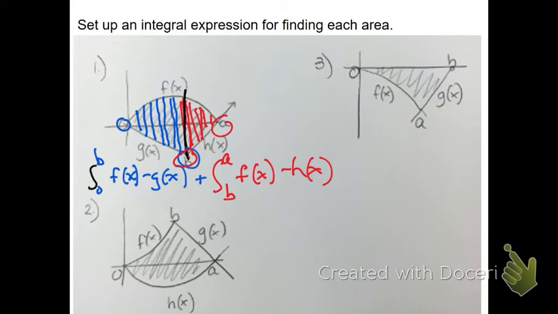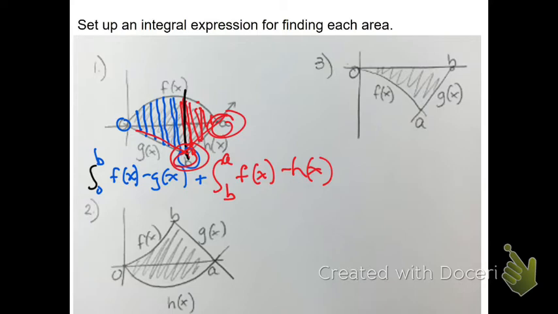Now, let's say you had to figure out on your own what these points of intersection are. For this one, what is that, an A? For that one, you'd have to set f of x and h of x equal to each other and solve. For B, the one down here, you would set g of x and h of x equal to each other and solve. All right, so now do the same thing with number 2.